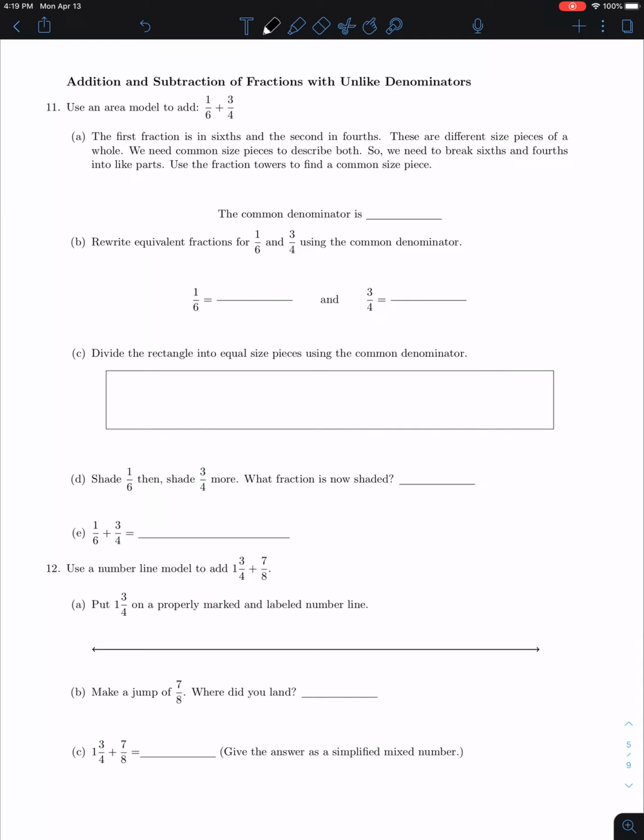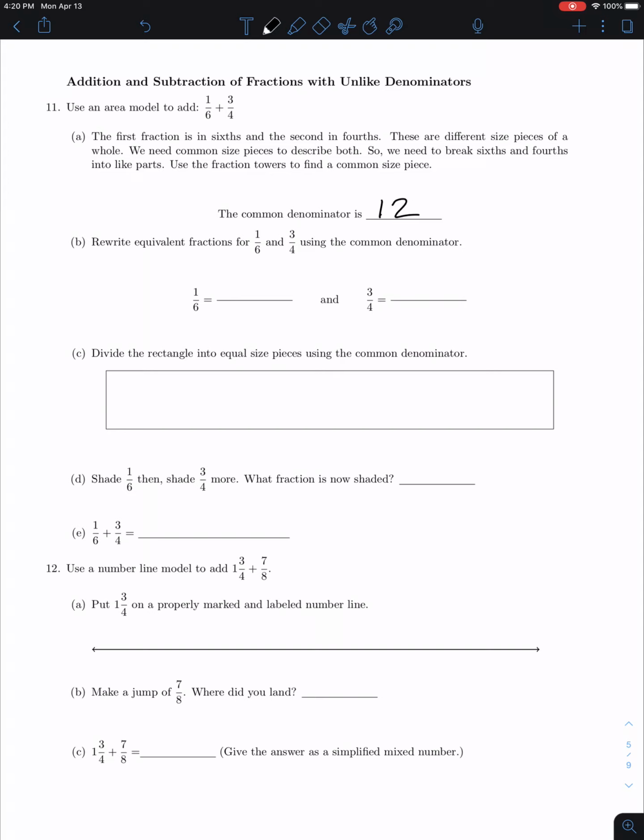Use an area model to add 1/6 plus 3/4. Again, the problem with this is we've got different size pieces, so you can't just directly add them up. So what we have to do is turn them into the same size pieces. In this case, if we were using fraction towers and things like that, we would notice that the nice common denominator for these would be 12. That's how we could break these up easily into a common denominator.